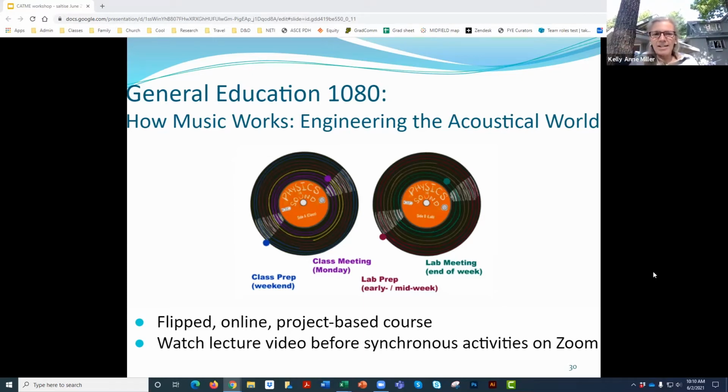So I teach this class, How Music Works, Engineering in the Acoustical World. And this year it is a flipped, online project-based course. The way we structured it is students watched a lecture video before coming to a synchronous Zoom class where we ran activities that tried to reinforce the content that they had been exposed to in the videos before coming to the Zoom sessions.